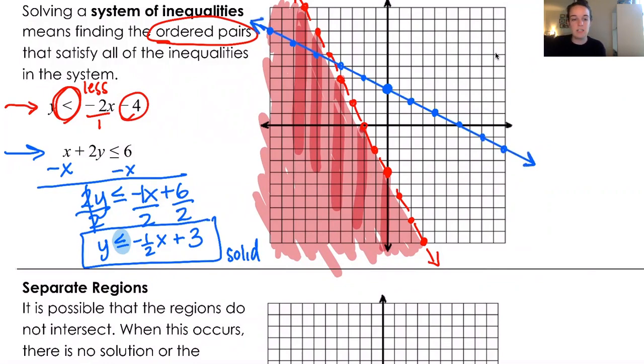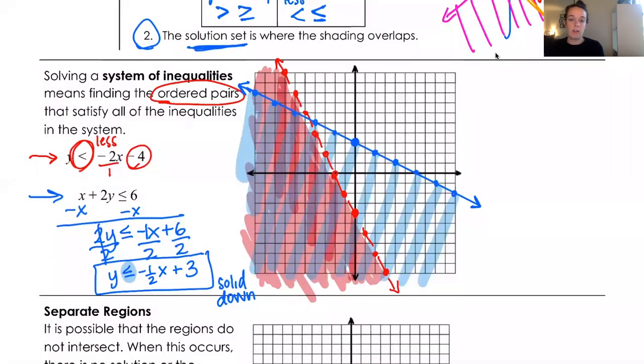Put arrows on both sides. And then I see that y is less than or equal to, so I'm going to go ahead and shade down. Okay, so I graph my two lines, both of them. I will be careful for my less than and greater than. I'm careful for solid line or dashed line. And I have my two equations.